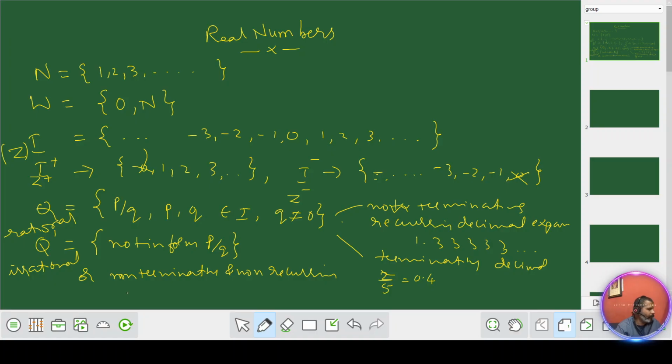So for example, if you want an example for an irrational number, we can say 1.53533... See here, the decimal expansion is non-terminating, and also it is non-repeating. See the sets of digits, they're not repeating here. That's an irrational number.